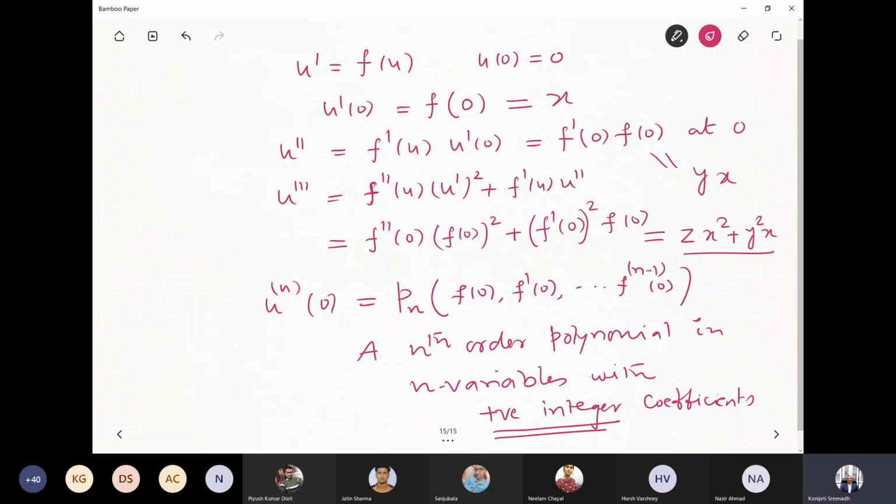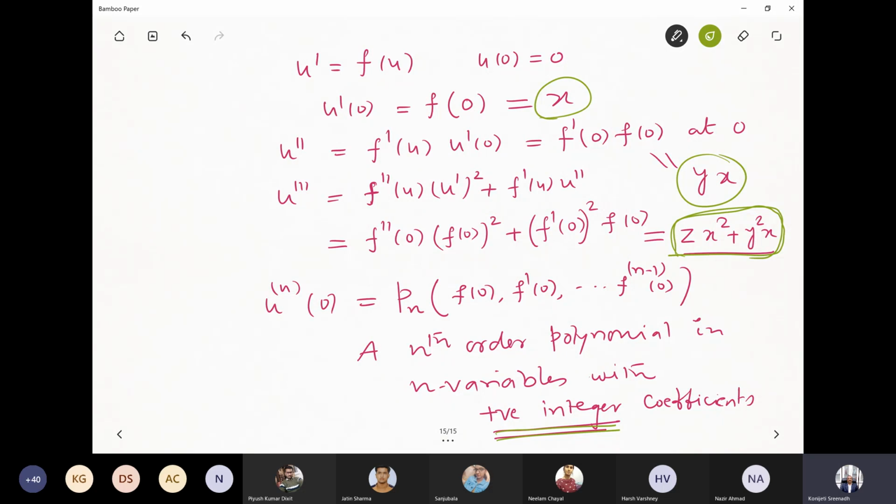This is very important. You see that each of the polynomials we wrote here, the first one is x, the second one is y into x, and the third one is this one. Why we are saying this is a polynomial is that it doesn't depend on u. It depends only on f at 0, f prime 0, up to f n minus 1 at 0. So these are the only variables. The un at 0 depends only on these things, and each of them has a coefficient. All these polynomials have coefficients 1, 1, and maybe when you do the fourth derivative, you get maybe 2, like that. So they are going to be positive integer coefficients.